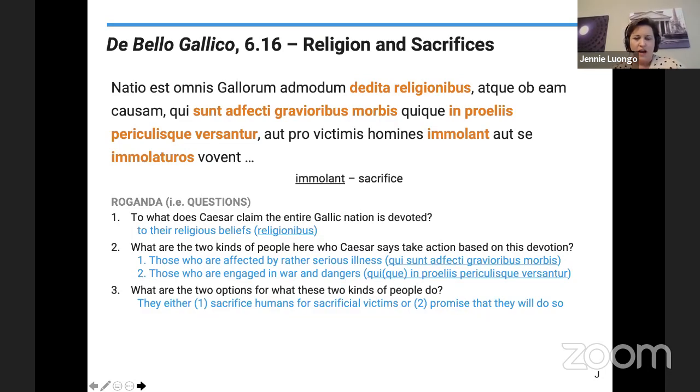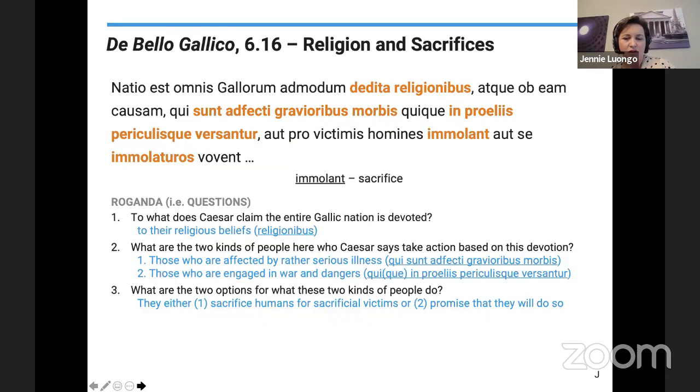So number 2, what kinds of people does Caesar take action? So it's qui, those who sunt adfecti, have been affected gravioribus morbis, by rather serious or more serious illnesses. Quique, or those who versantur, engaged. We've worked on that word a lot last week, if you need to go back and look at some videos. In proeliis, in battles, periculisque, and dangers.